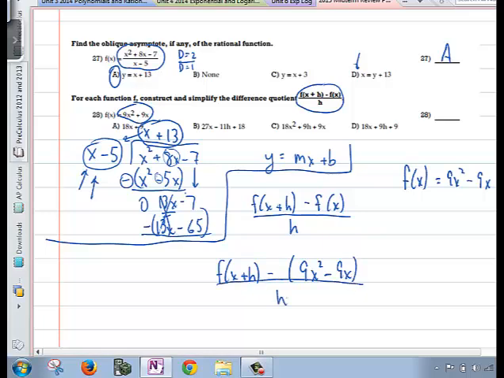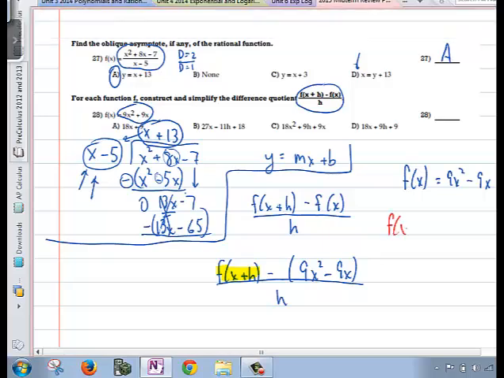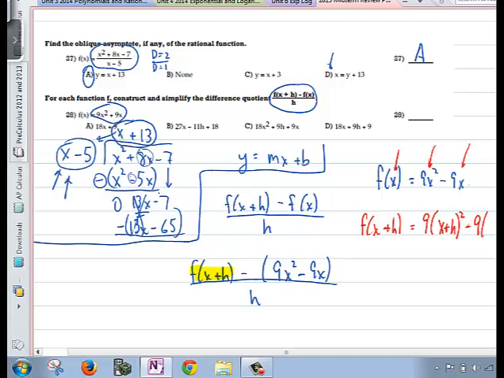That's all over h. And now we have to fill in the f of x plus h part. So we'll do that over here. F of x plus h. So all we're doing is we're plugging in wherever we saw an x before, we're plugging in x plus h. So that's going to look like 9 times x plus h squared minus 9 times, this is going to be x plus h instead of just plain old x.